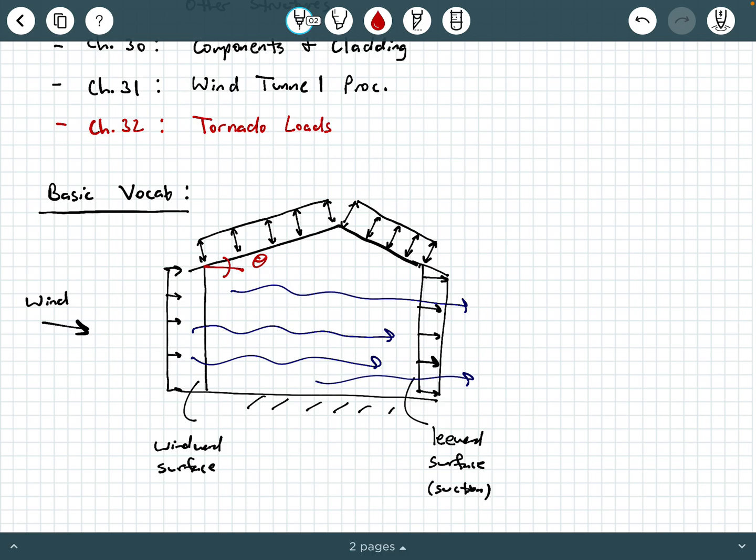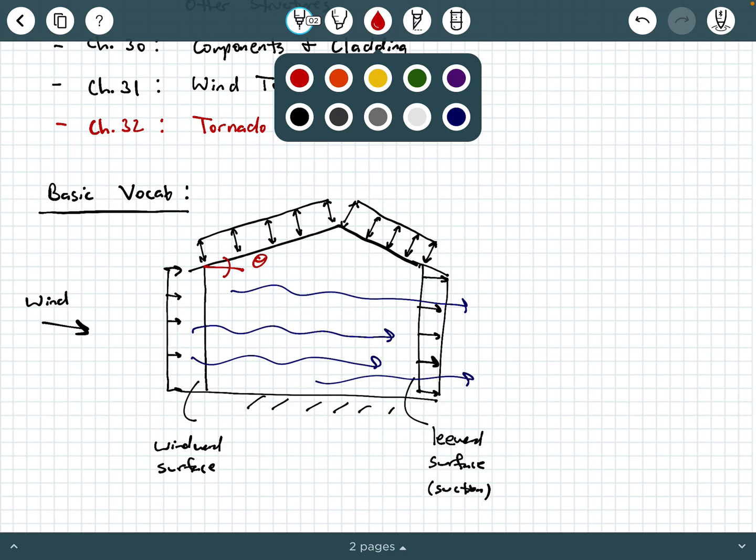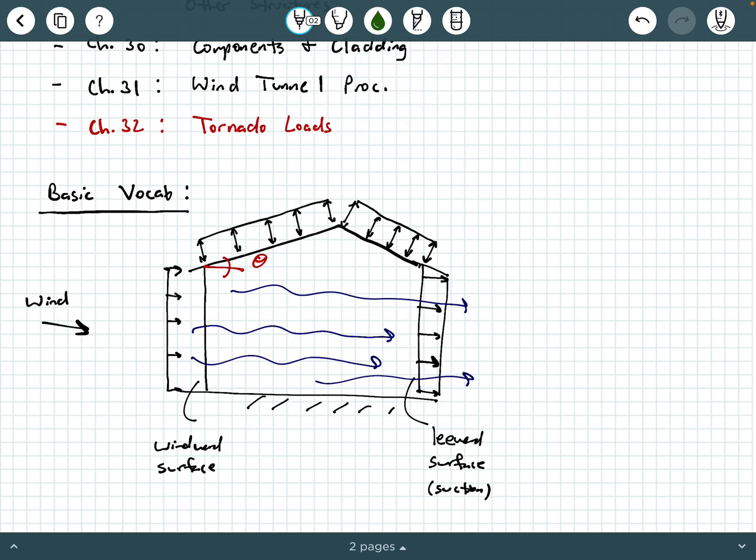compression or suction. Okay, another important vocabulary word, let's change color here, is this peak line right here. Okay, at the very peak of a gable roof, you have what's called the ridge, okay? And this is running longitudinally. So in this video, the ridge is like coming in and out of the screen at you, all right? All right, what else is important here?